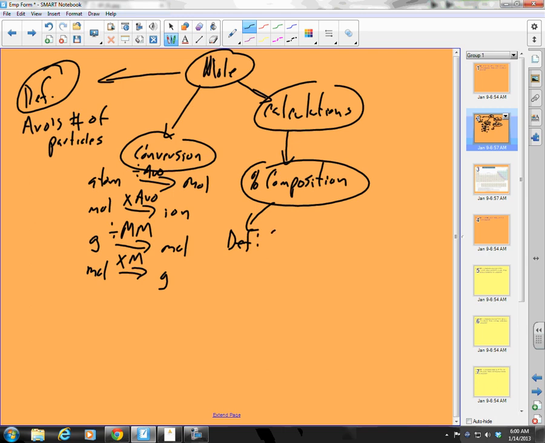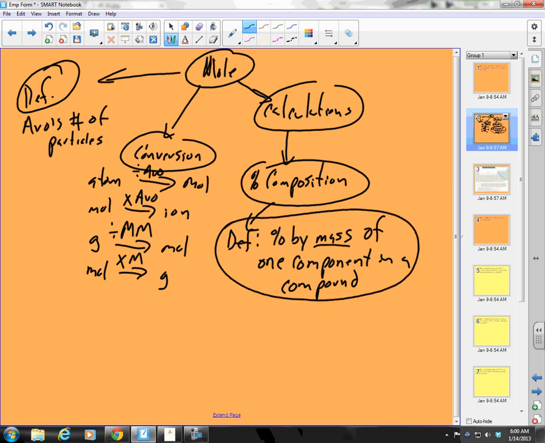It is the percent by mass. Important: it's not the percent by volume. It's not percent by mole. It's the percent by mass of one component in a compound. So that is my definition. It's a good definition to know. Just remember the key word is by mass. If you remember that, we can handle the rest probably without even needing a process.